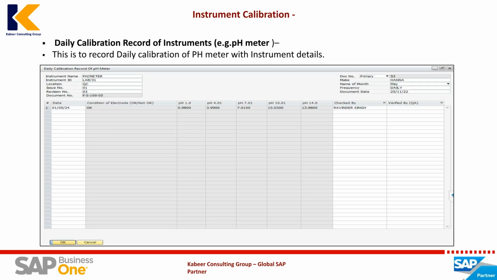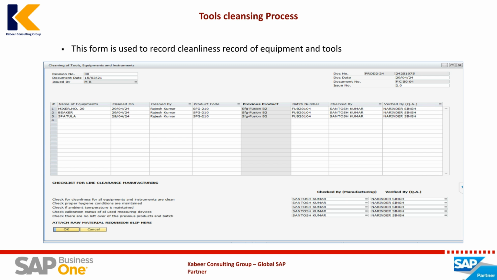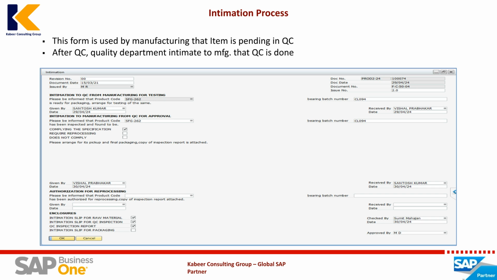This function allows you to record the daily calibration of instruments, such as a pH meter, including all relevant instrument details. The Tools Cleansing Process form is used to record the cleanliness status of equipment and tools. The Intimation Process form is used by manufacturing to notify QC that an item is pending inspection, and subsequently for QC to notify manufacturing that the quality check is complete.